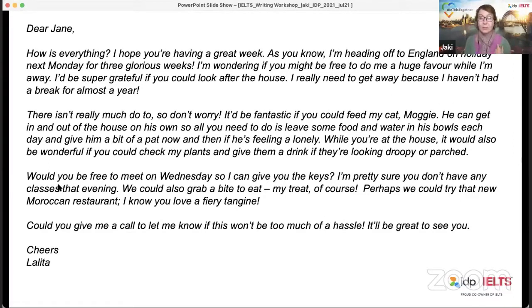Would you be free to meet? So this is arranging when to meet. We could grab a bite. So you can use some idioms. Okay, then this last paragraph is pointing to the next step. Could you give me a call to let me know if this won't be too much of a hassle? See, so you get the tone for an informal one.